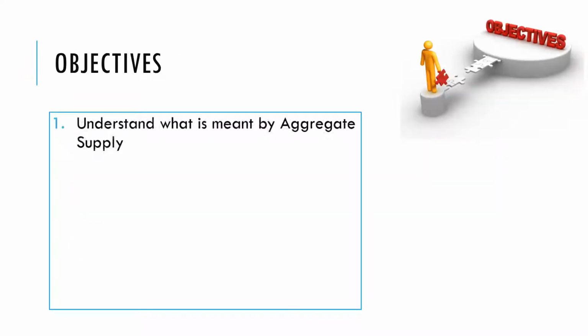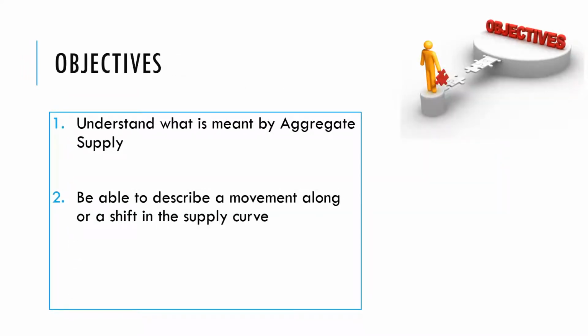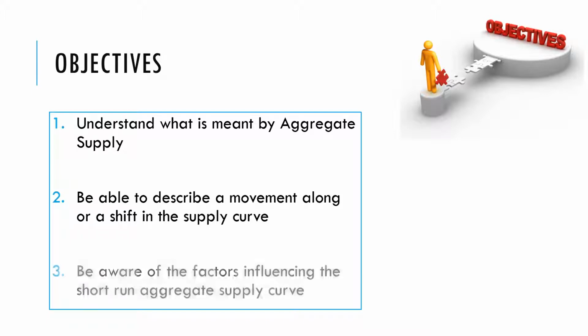So in this video, we've looked at what is meant by aggregate supply. We've looked at movements along versus shift in the aggregate supply curve, and finally looked at some factors that influence the short-run aggregate supply curve.